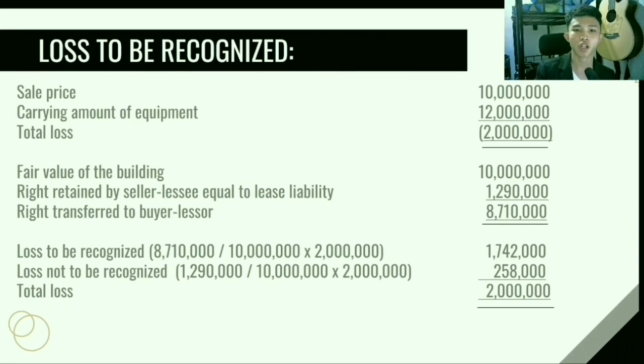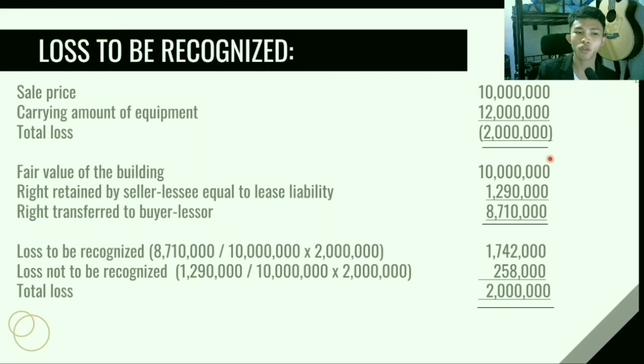So, dito naman tayo sa loss recognition. Okay, so to compute for the loss, we will have to subtract the carrying amount from the sale price. So, 10 million minus 12 million, meron tayong total loss of 2 million. Pero itong total loss na to is hindi natin siya i-recognize lahat.